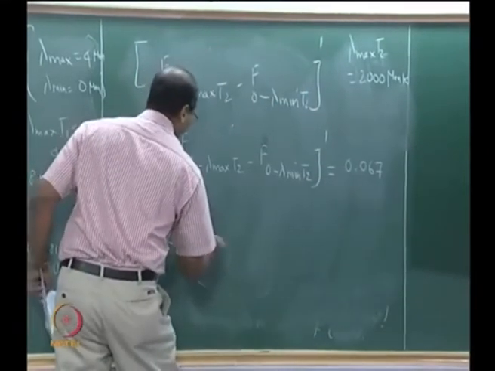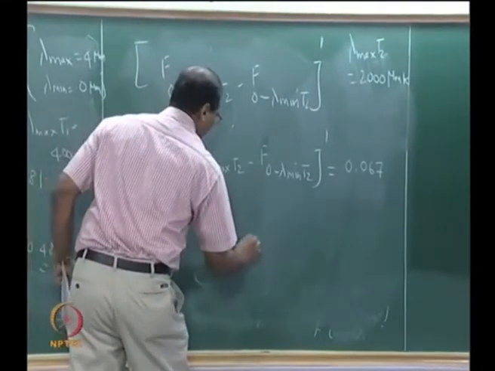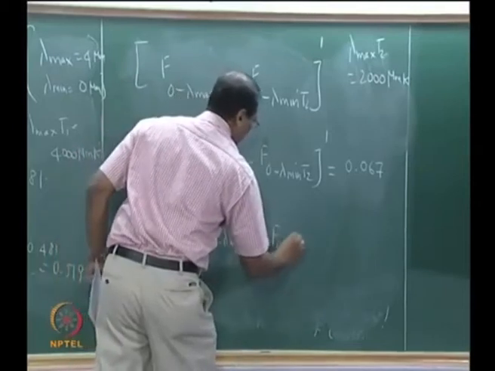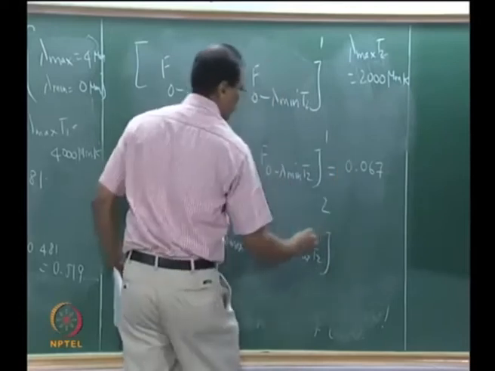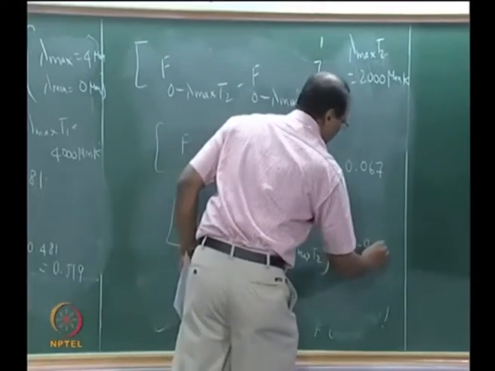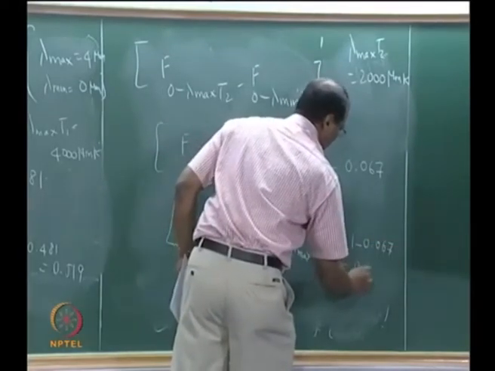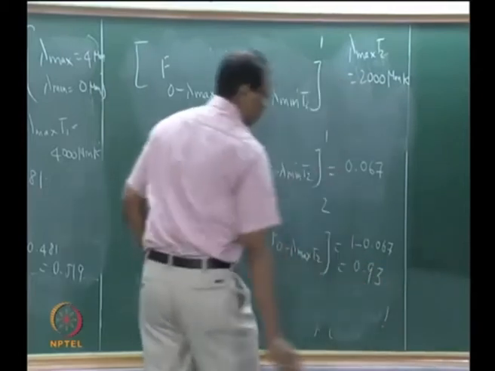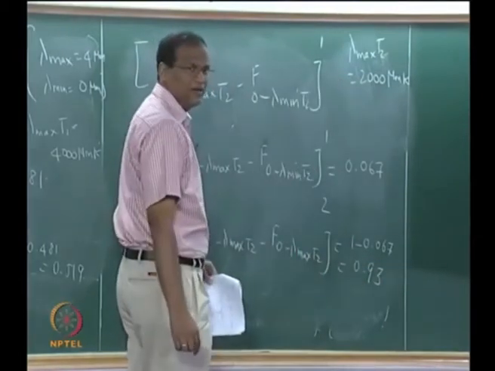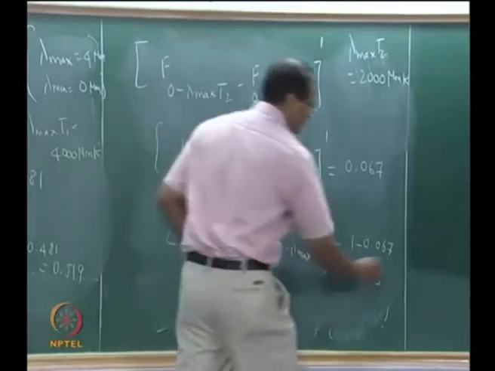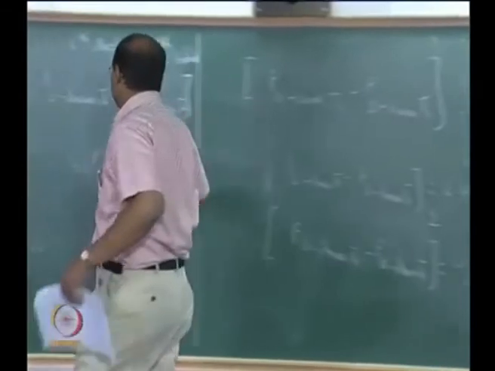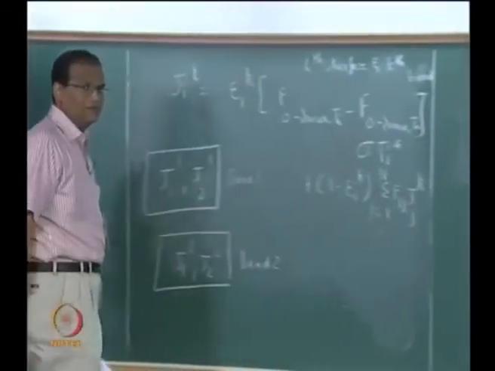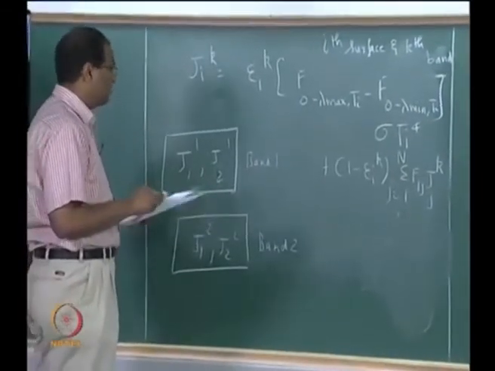Now f of 0 to lambda max T2 minus of 2 equal to 0.933, okay. Now we got the important things here, other things are straightforward. Now we will write the bandwise equations.